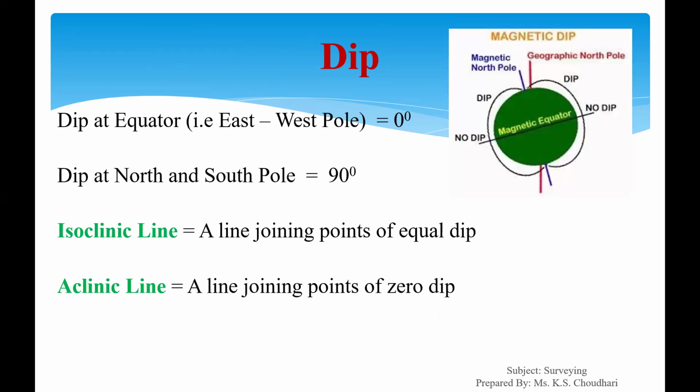Now, observe this diagram carefully and listen to what I am saying. The dip at equator is equal to 0 degree. Means the value of dip at equator is equal to 0 degree. Dip at north and south pole is equal to 90 degree. Isoclinic line: a line joining the points of equal dip is known as isoclinic line, and a line joining the points of zero dip is known as aclinic line.